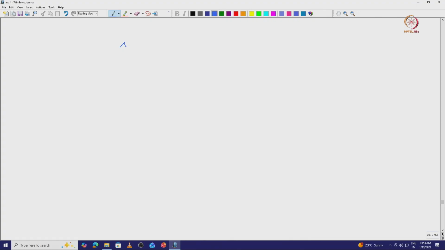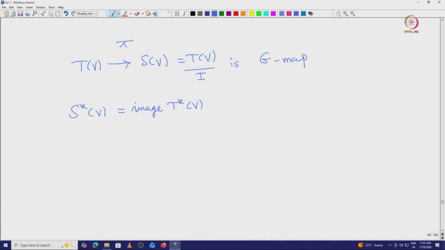So, this map pi from T(V) to S(V), which is T(V) modulo I, is indeed a G homomorphism. That makes all the images S^k(V), because this is just the image of T^k(V), G-invariant subspaces. So, this decomposition of S(V) into the S^k(V) is indeed a G-invariant decomposition.